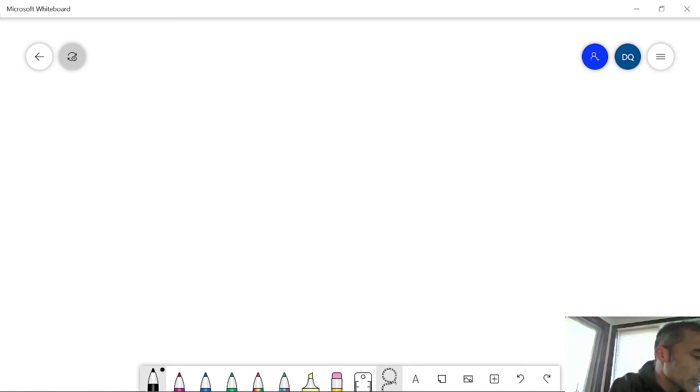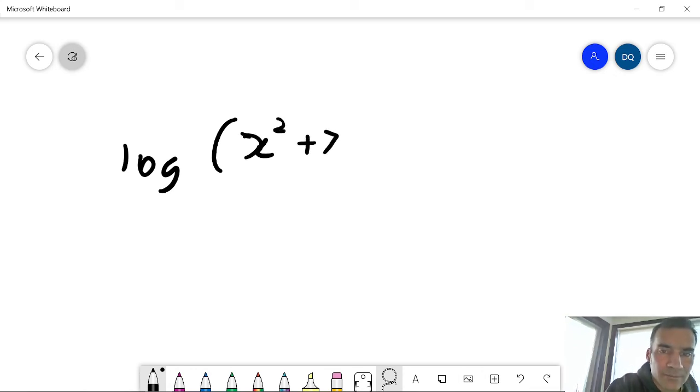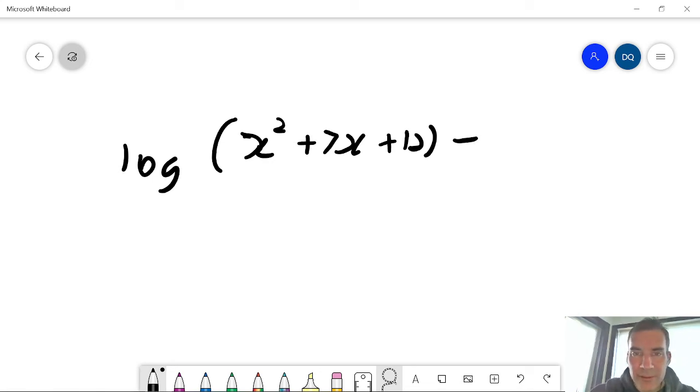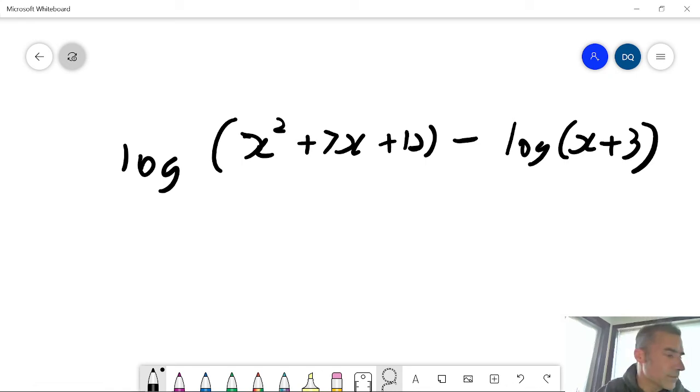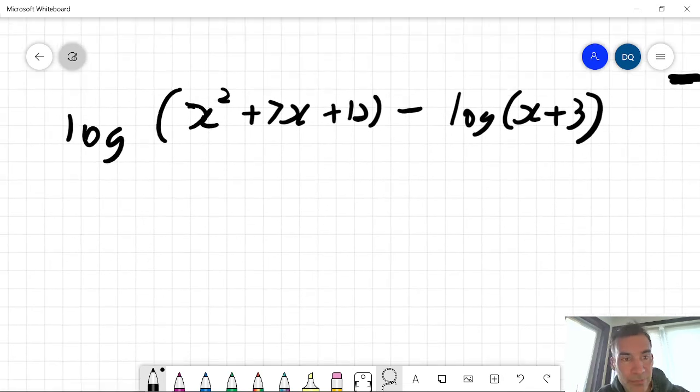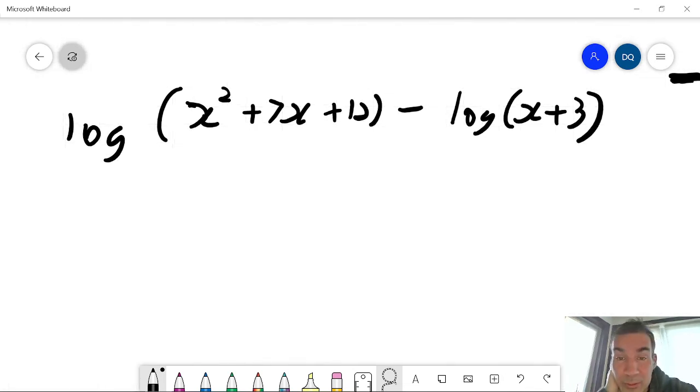So here's sort of a longer question. We've got the log of x squared plus 7x plus 12 minus the log of x plus 3. Okay, and again, this isn't real math. This is just a puzzle they made so that you can use a bunch of rules that they've taught you. Anyways, we'll work our way through it.